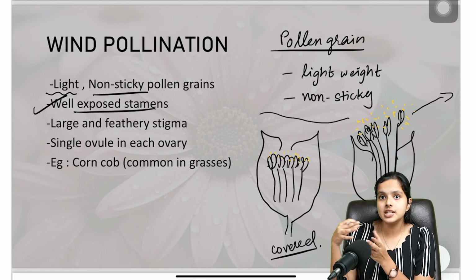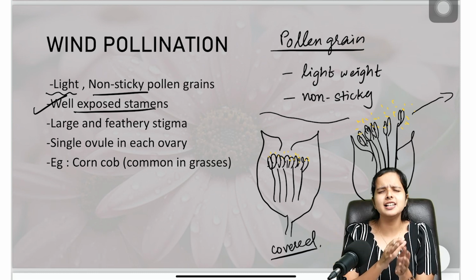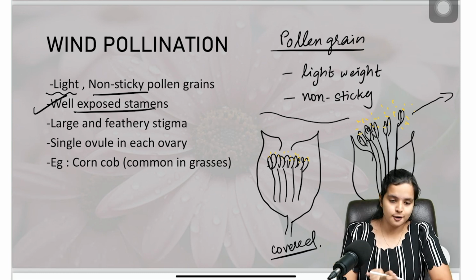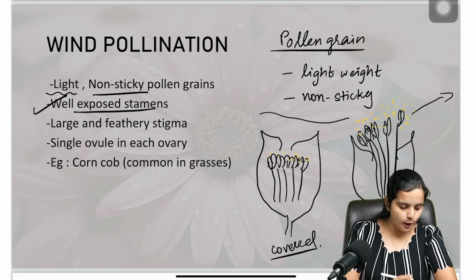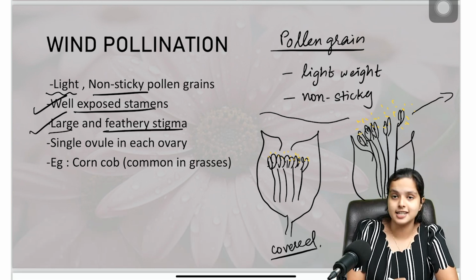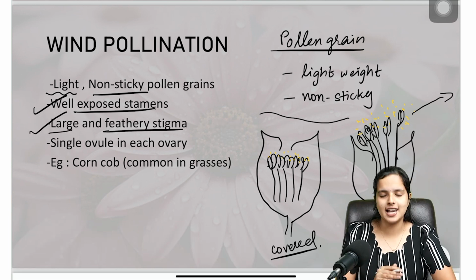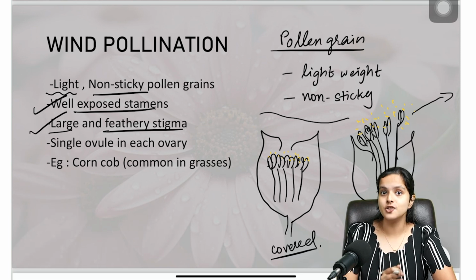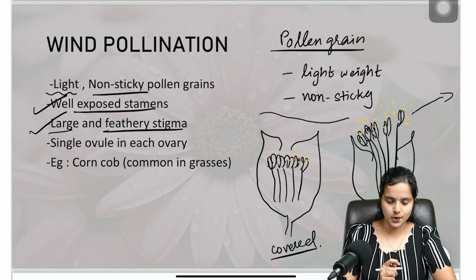As wind carries the pollen grain, it would be really easy for the stigma to catch it if it is feathery. So that's the next point. The stigma should be large and feathery. So the stamen should be well exposed and the stigma should be large and feathery. I hope that's clear.